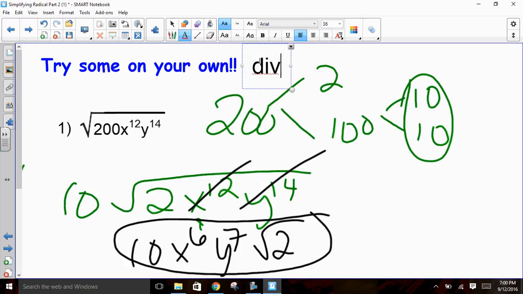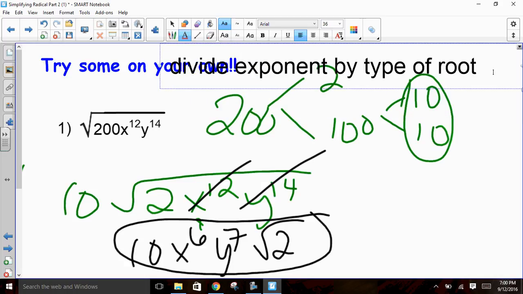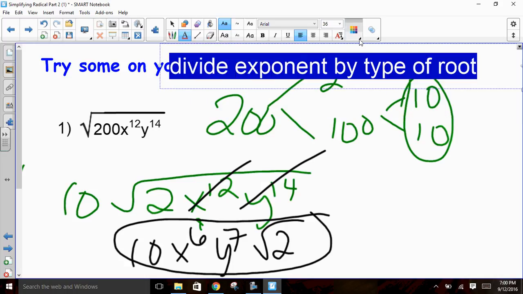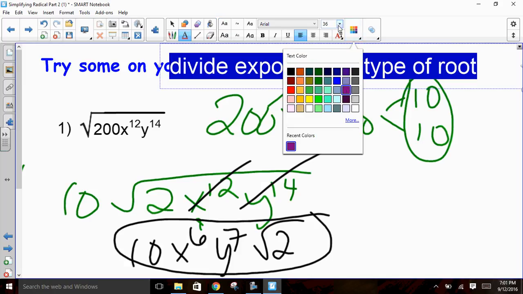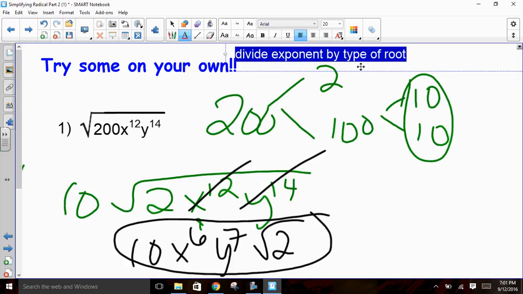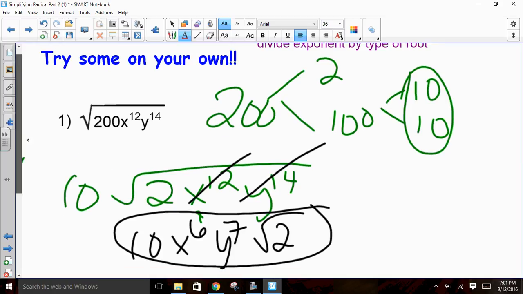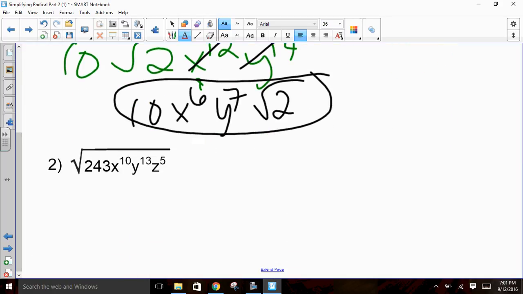I can divide the exponent by the type of root. So I divided by 2 because it was a square root. So I'm changing some colors and making it a little bit smaller so that you guys can see it. So essentially, I took 12 divided by 2 to get 6, and I took 14 divided by 2 to get 7. So what happens when not all the variables are divisible?